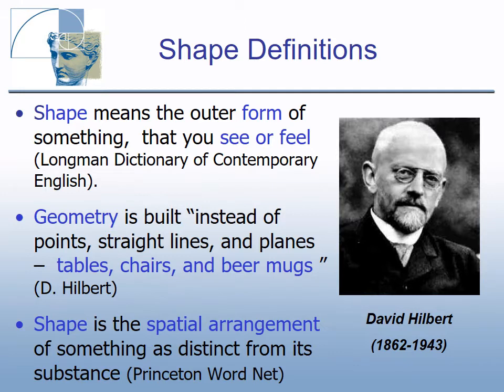A more abstract definition, which can be found at the Princeton WordNet Online Dictionary, says that shape is the spatial arrangement of something as distinct from its substance. For example, we are talking about a wooden table. The word wooden refers to substance and the word table refers to both shape and object function.